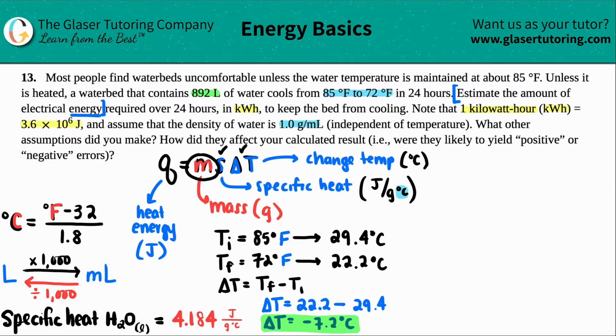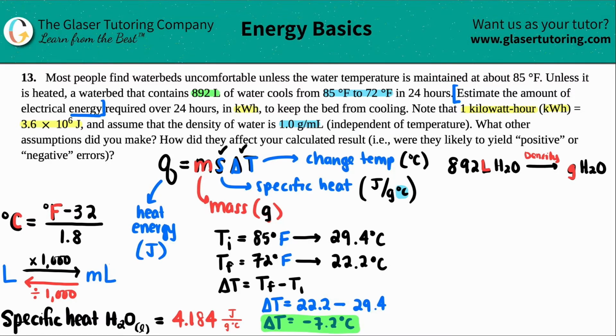The next thing we got to do is figure out what the mass is. Remember, the mass of this waterbed has to be in grams, or the water that's contained in the waterbed. But they gave it to us in 892 liters. So somehow I have to take 892 liters and convert that into grams, right? This is liters of water, and I want to find it in grams of water. Now, whenever you're going from a volume to a mass, right? This is way back in the beginning of chem. We use the density formula.